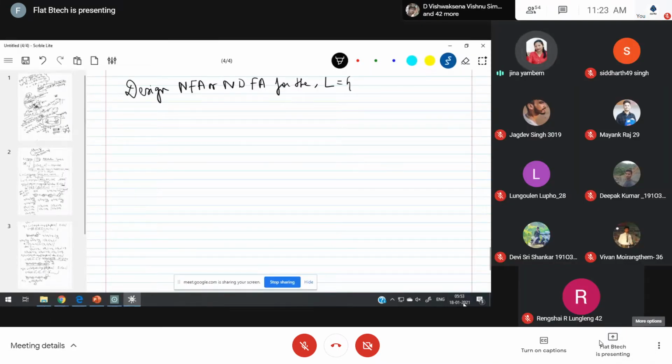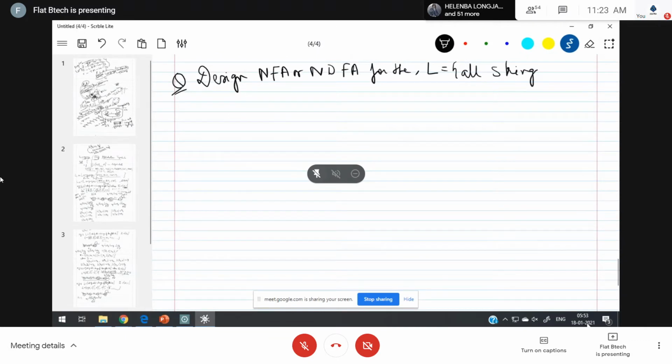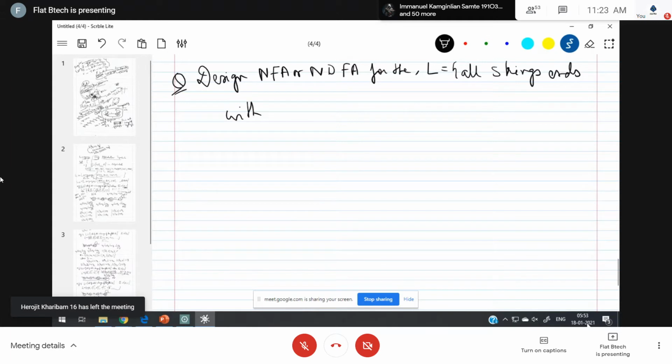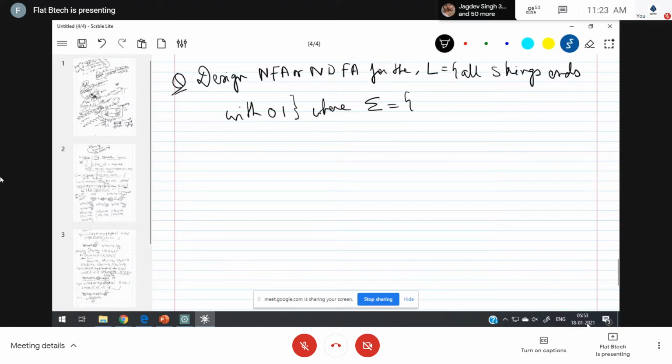Let me take the example and I'll explain here. Design NFA or NDFA for the given language L. The language is represented by L, equal to all strings that end with 01, where the alphabet sigma is equal to {0, 1}. I haven't explained the mathematical definition of NFA or NDFA, so with this example I will be explaining that.